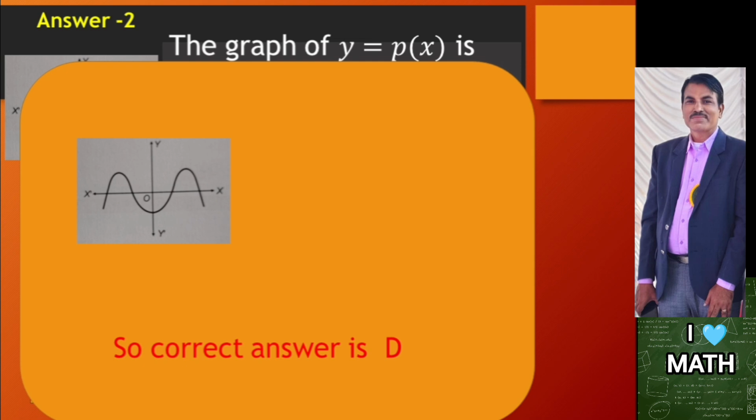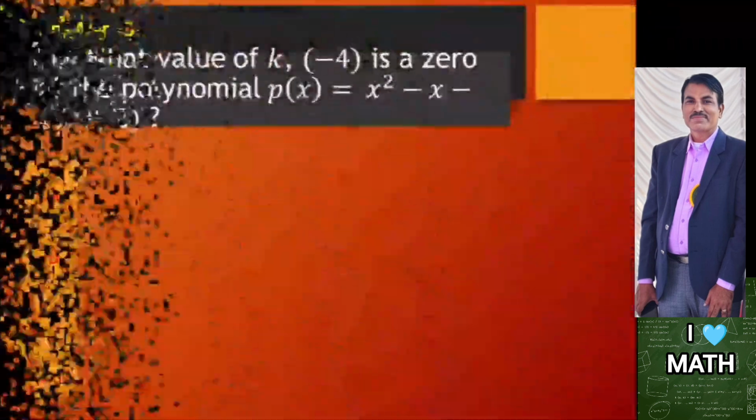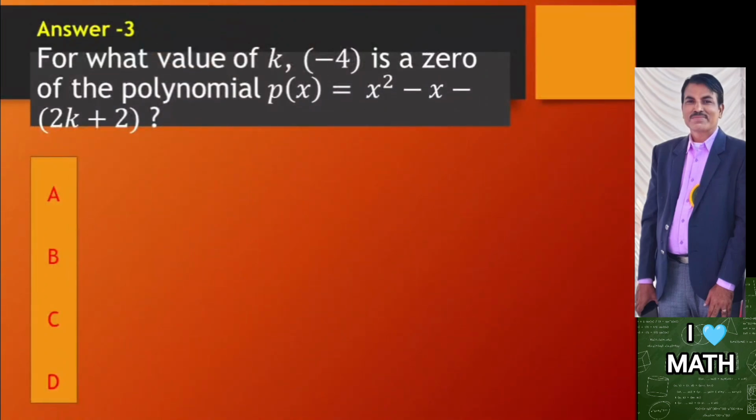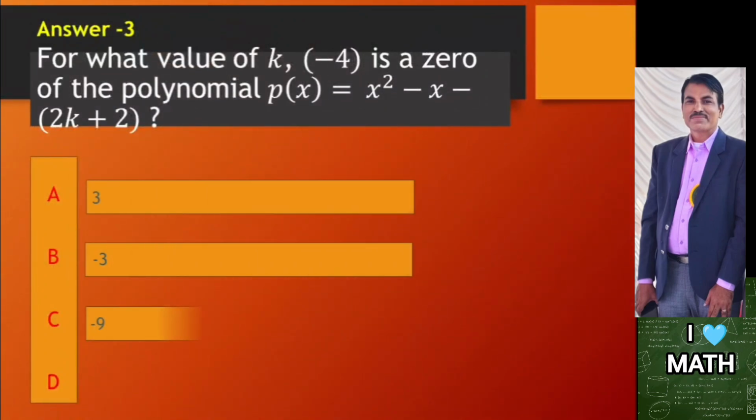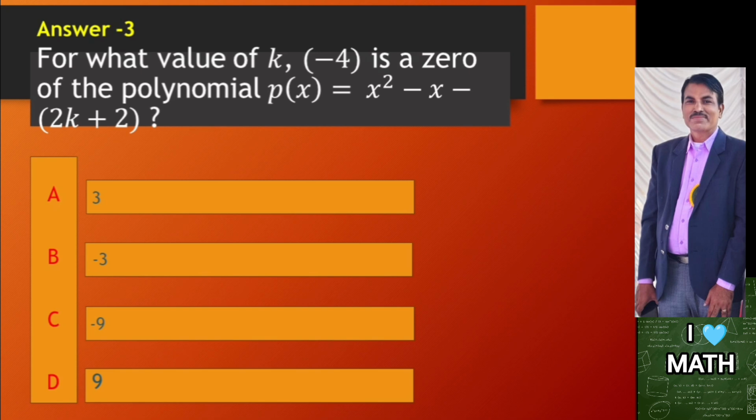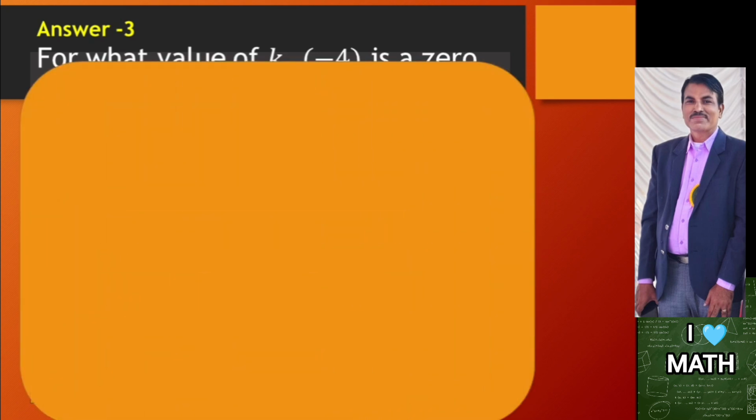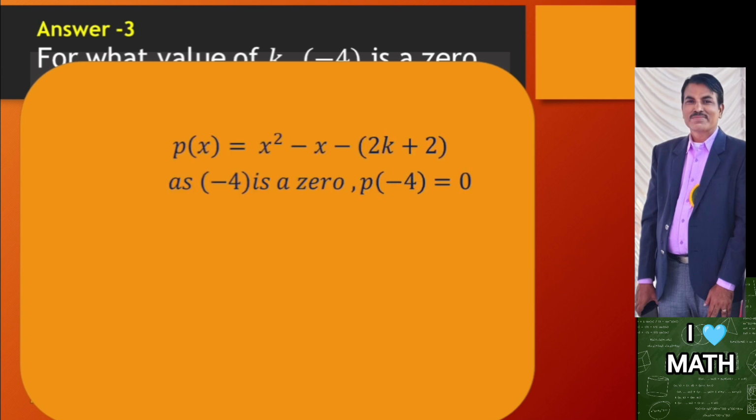Let's move to answer number 3. We had minus 4 is a 0 of the polynomial and we need to find the value of k. Let's see here, p of x is already given. When p of x is given and we are told minus 4 is a 0, it means p of minus 4 must be 0.